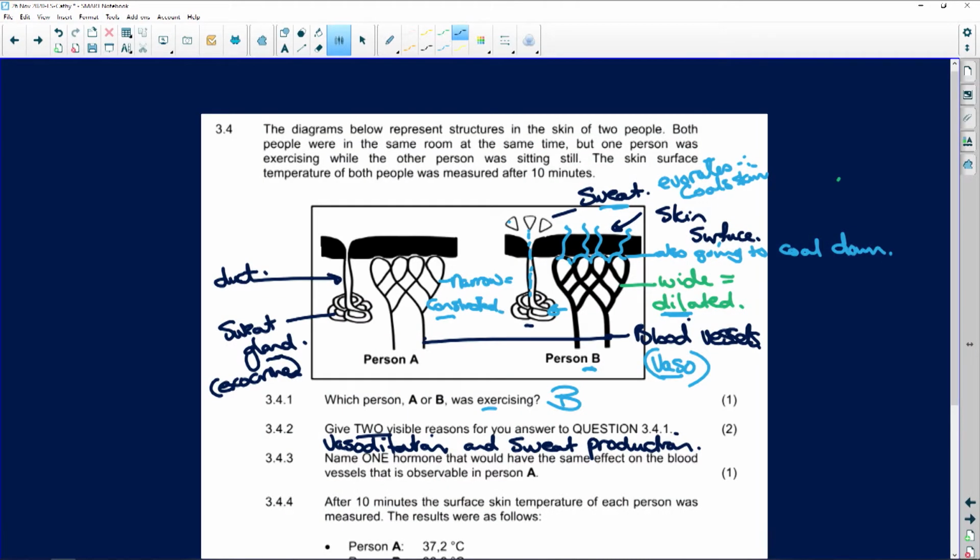Name one hormone that would have the same effect on the blood vessels that are observed in A. So when would we have narrow, constricted blood vessels? Think about it. When someone gets a big fright, their skin goes pale. I've seen people that go gray when they've had a really big fright. Why? You want to channel the blood to the muscles and to the heart and to the lungs, because the main objective of the body is to get glucose, blood sugar, and oxygen to the muscles so the muscles can work so you can fight or flight, because adrenaline's being released. You need to get out of there. You do not need a blood supply to your digestive system.